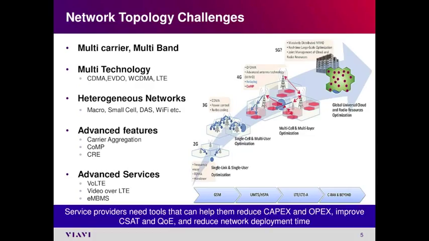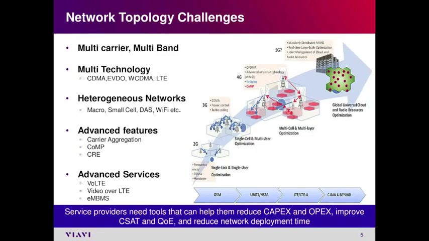Now, there are a lot of challenges when the topology of the network changes this way. Back in the day, I would say 15, 20 years ago, you had a simple network, a 2G network, maybe GSM or CDMA, or even before that, TDMA, where you had single link, single user kind of optimization, and managing a network was much simpler. You did not have that many carriers to deal with.